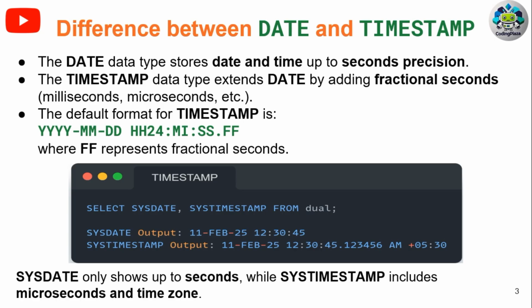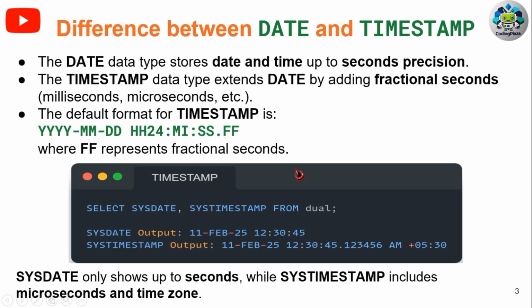The default format for timestamp shows year, month and date, hours, minutes and seconds, as for date. Here one more part is added, that is FF. FF means fraction of seconds, so you can calculate in fractions. You don't need to miss seconds, even in milliseconds; 0.1 second also you can capture. In those situations you can identify the exact time using this timestamp. So FF represents fractional seconds.